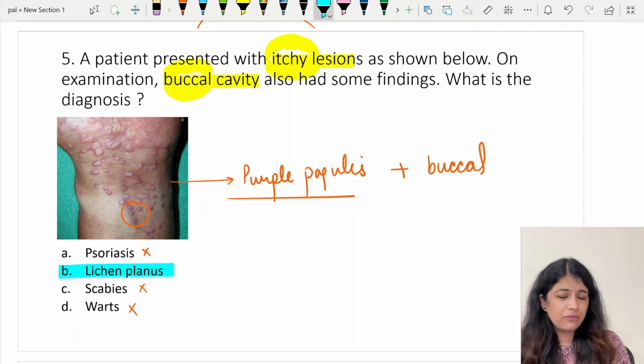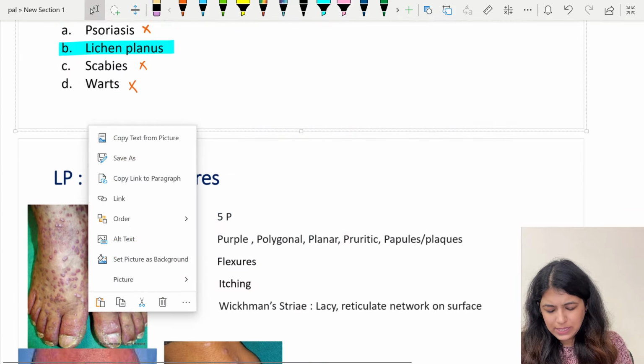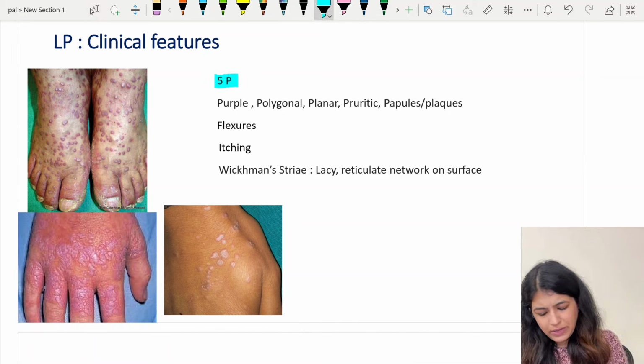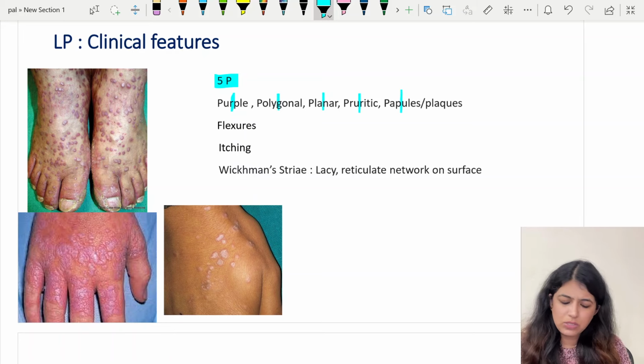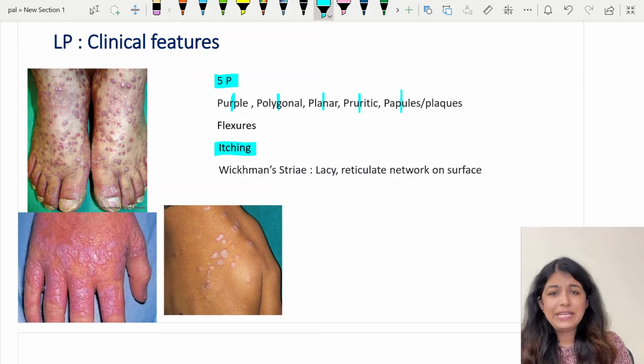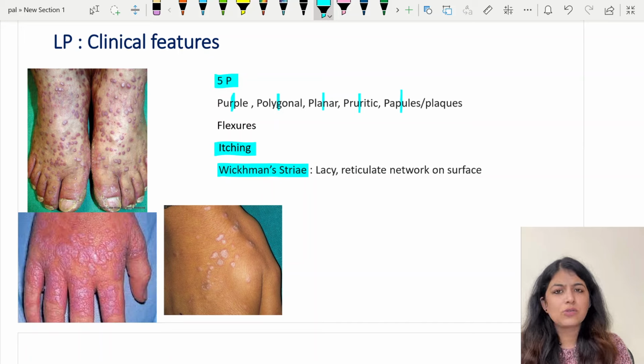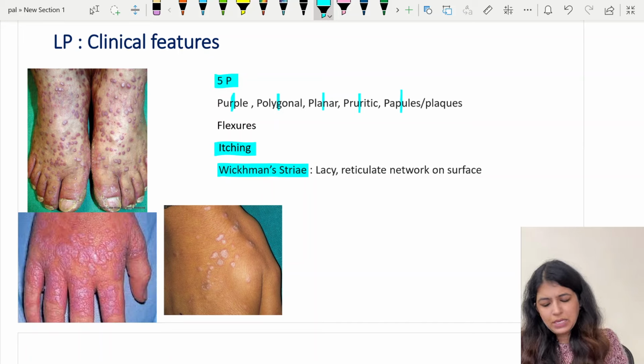The examiners have, I've told you, become recently fond of these diseases. LP again has been asked at least 2 to 3 times in the last 3 years. So typical itchy purple papules plus oral mucosal involvement is what you see in lichen planus. I've put a brief discussion here. So the typical 5 P's of LP, purple polygonal planar pruritic papules, is what you saw in the image also. Then the lesions are classically itchy and they show a lacy reticulate network on the surface that is called the Wickham's stria.